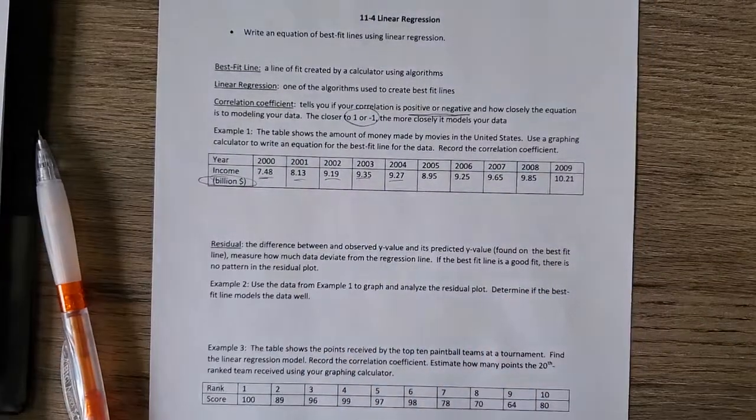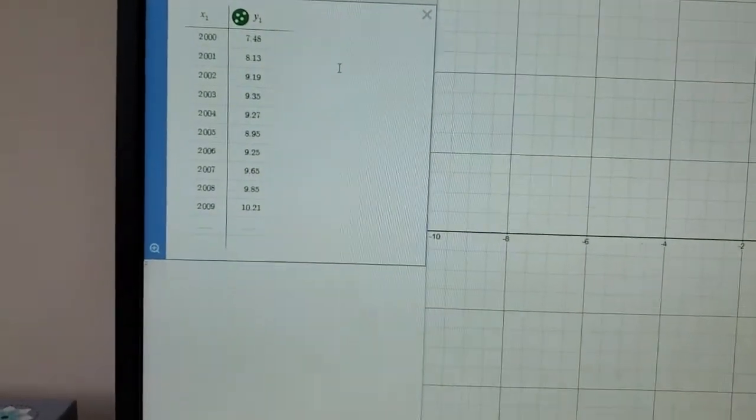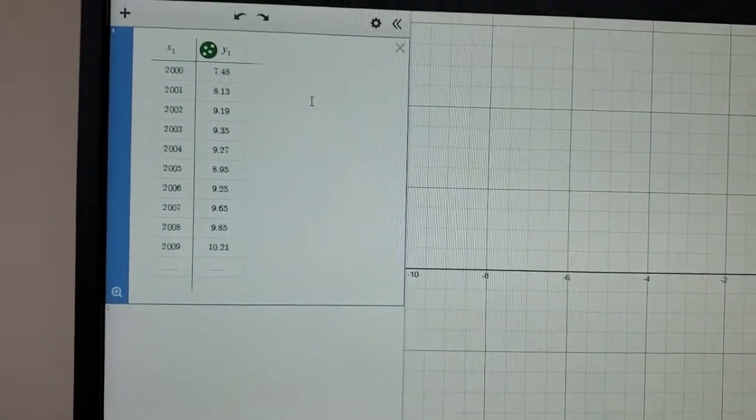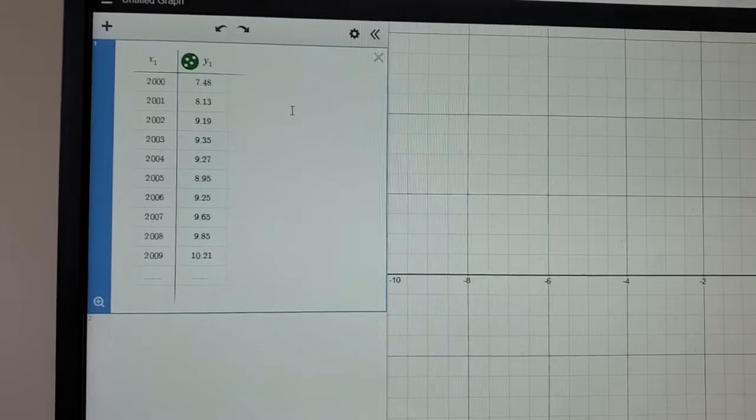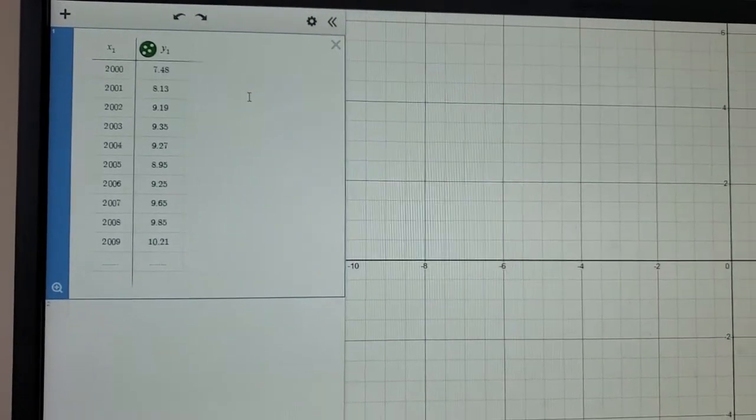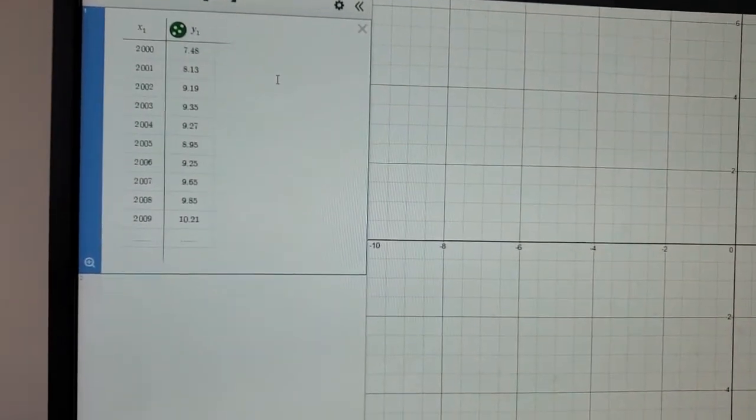Okay, so I put all this data already in the calculator. So you can see that's all the years and all the data. So you don't have to do this for the video. You're going to have to do this on the other examples. The video is your guide. Okay, so the data is all in the calculator.